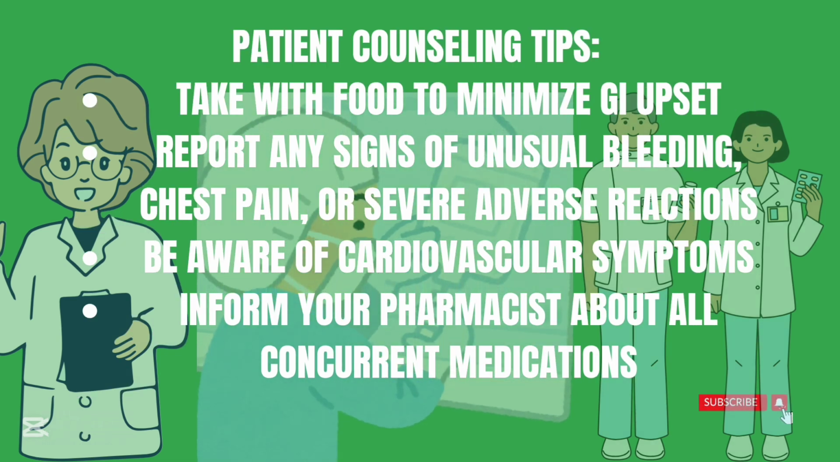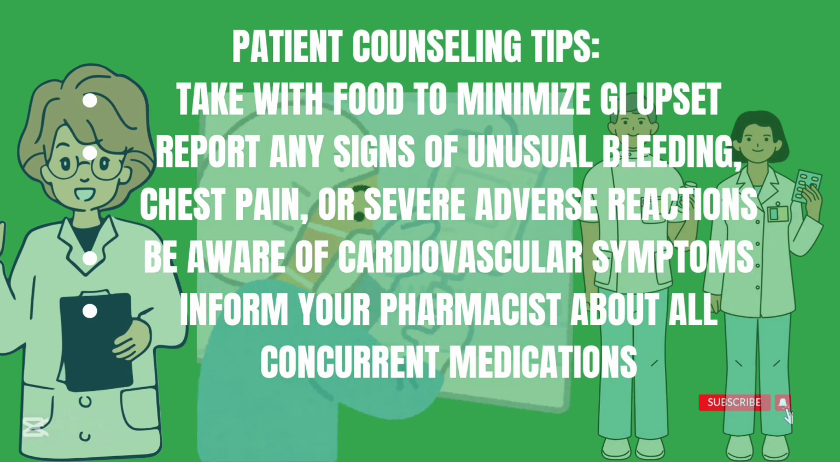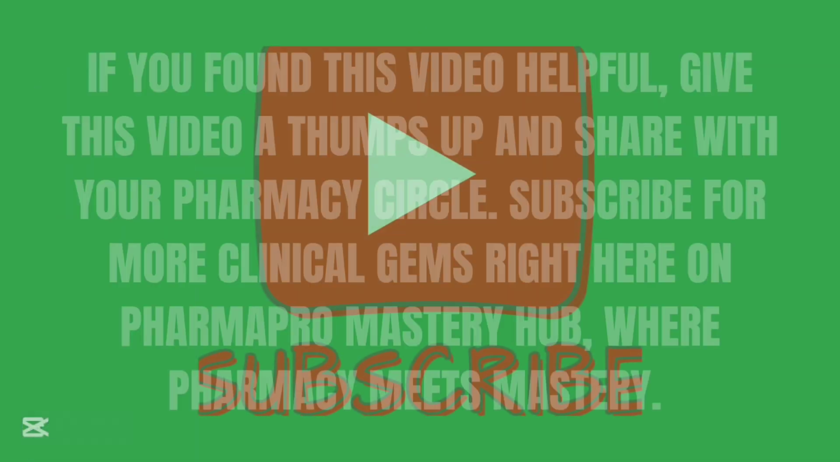So, patient counseling tips: you advise the patient to take the drug with food to minimize gastrointestinal upset. You encourage the patient to report any signs of unusual bleeding, chest pain, or severe adverse reaction. You also encourage the patient to be aware of cardiovascular symptoms, and to inform you as a pharmacist about all concurrent medications in order to avoid overdose or taking similar products.